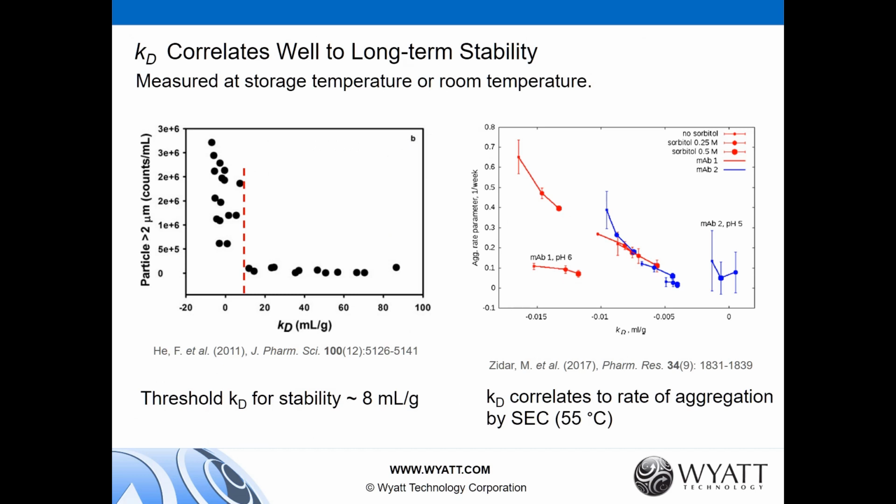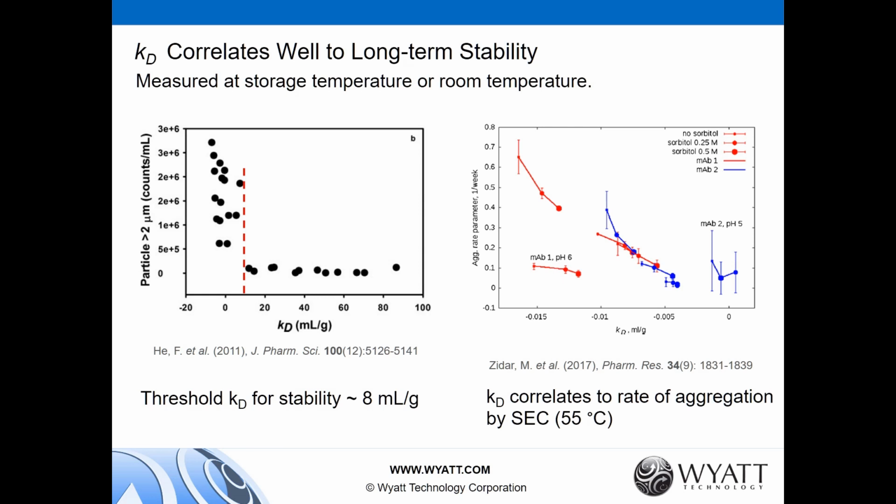So KD, as I mentioned, really correlates well to long-term stability because it does measure the interactions that lead to aggregation, and it can measure them under conditions which are relevant to the long-term stability studies. So measuring at the storage temperature, 4 degrees or 8 degrees, or measuring at room temperature. And so I have 2 examples here for that.